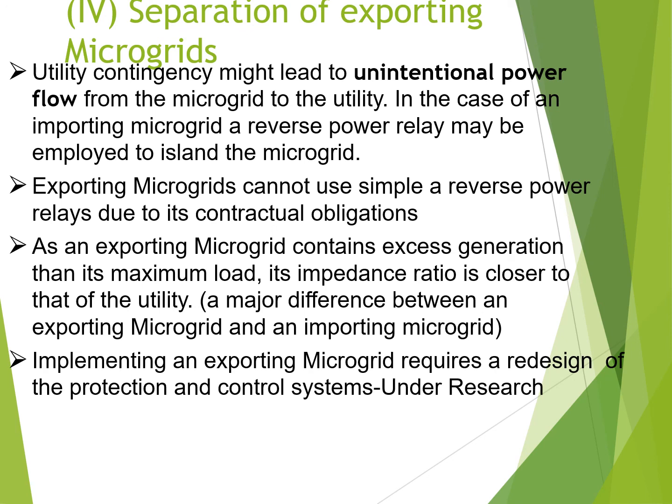But in an exporting microgrid, we can't use a reverse relay because here we have a contract to supply power. So in an exporting microgrid, there will be an excess of power, so its impedance ratio is closer to that of the utility. That's a major difference between an exporting microgrid and an importing microgrid. And a redesign of the protection control system is under research now.